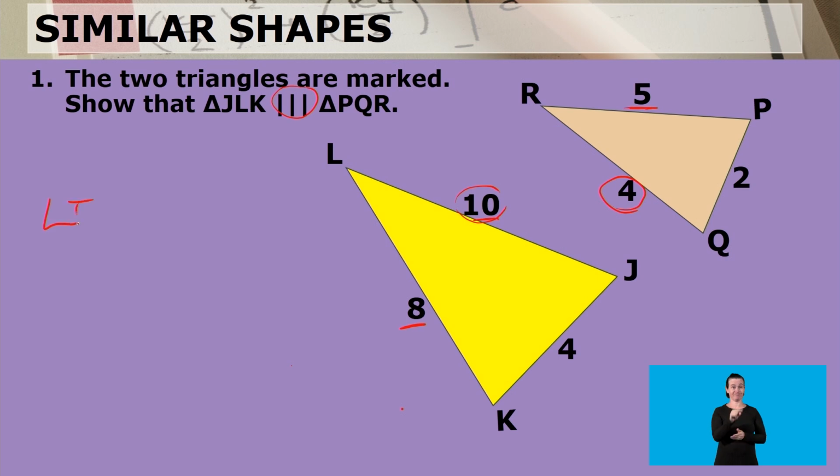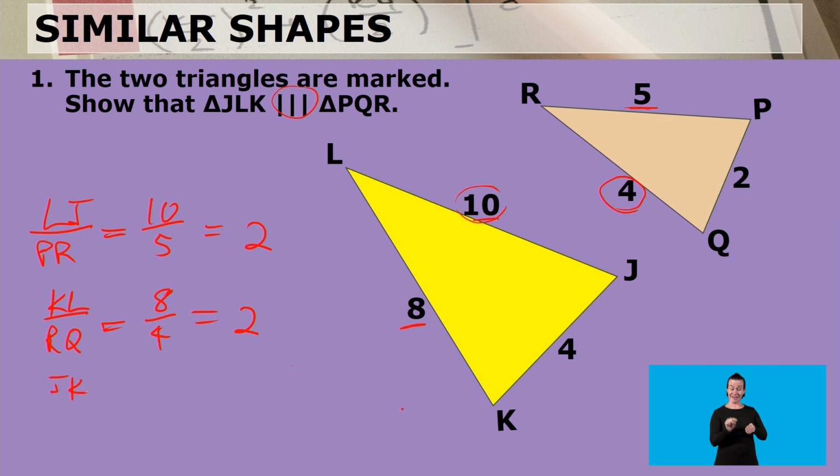It would be LJ divided by RP or PR. Let's use PR. LJ divided by PR would be equal to 10 divided by 5, which gives us 2. Let's look at the next one. KL divided by RQ would be 8 divided by 4, which gives us 2. And JK divided by PQ gives us 4 divided by 2, which is 2.